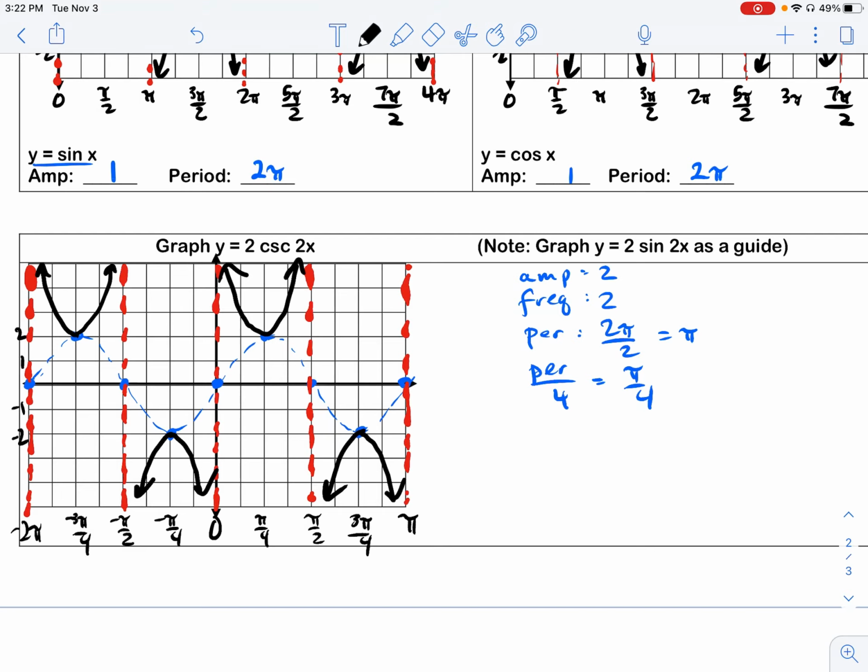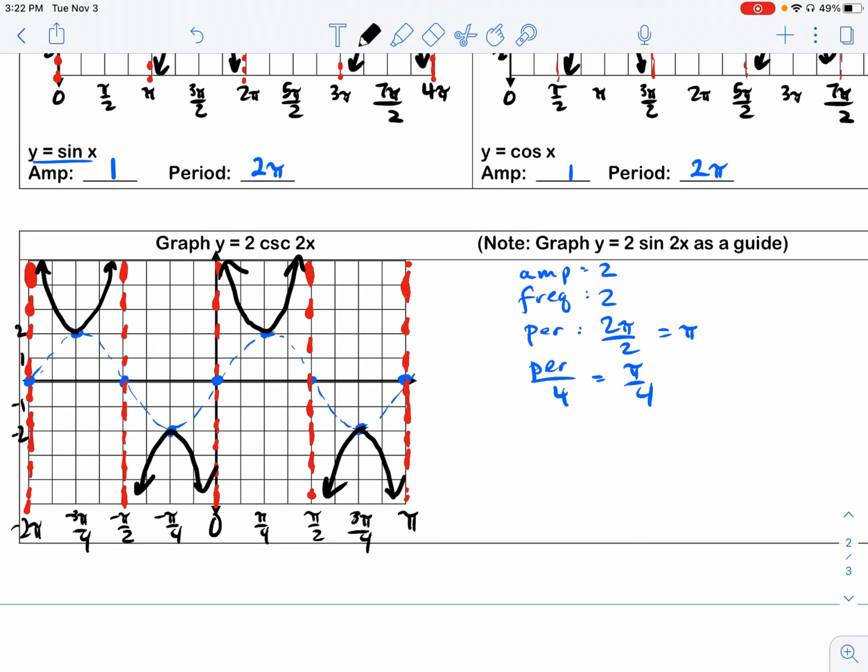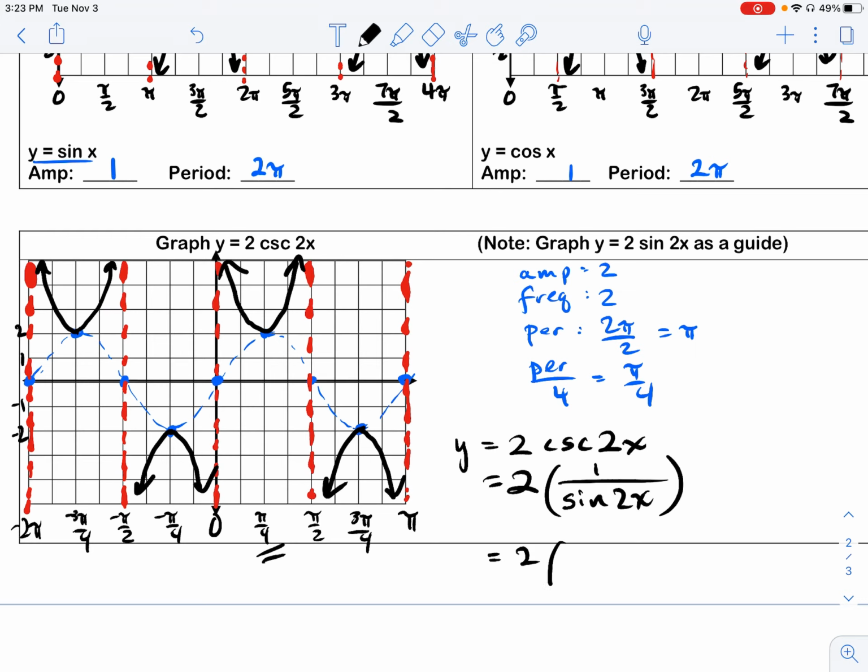Well, if you've thought about it, the answer to that question really lies in the following. What are we actually saying here? We're saying that y is equal to 2 cosecant of 2x. This is the same thing as writing 2 times 1 over the sine of 2x. So let's choose a place where we're having a maximum. So something like, let's say, for example, pi over 4. 2 times 1 over sine of 2 times pi over 4.